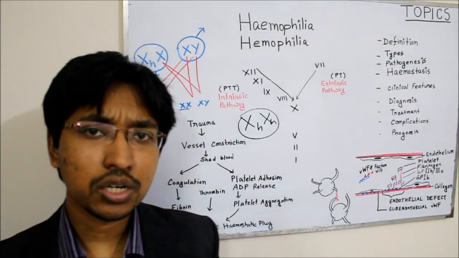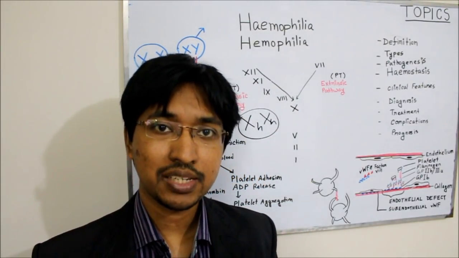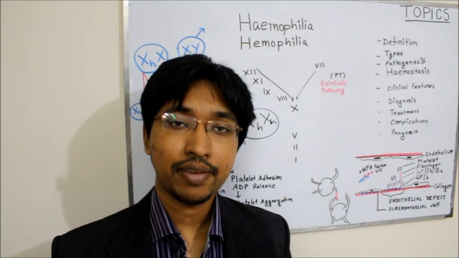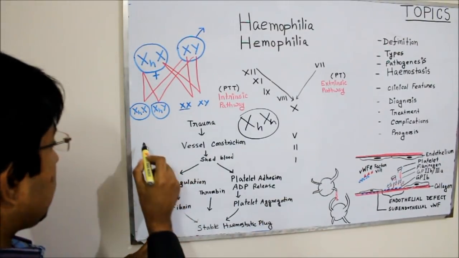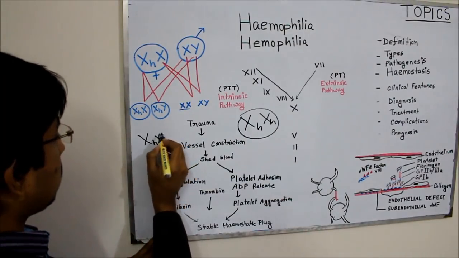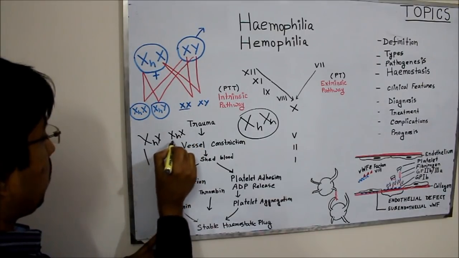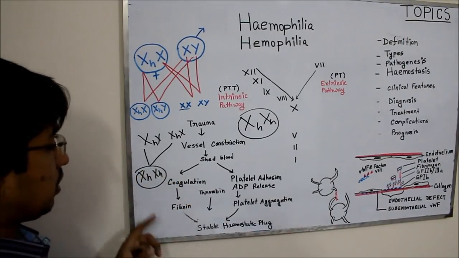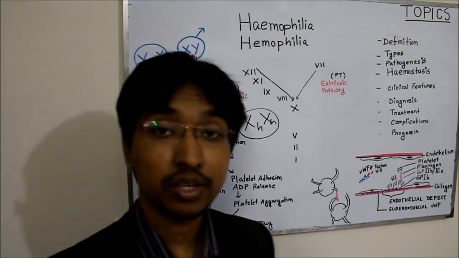And this commonly occurs when there is consanguinity, that is marriage between family members of the same affected hemophilic family. Say for example, if the father had hemophilia and the mother was a carrier of hemophilia, then they will have a daughter whose genotype will be something like this, and that daughter will develop hemophilia.